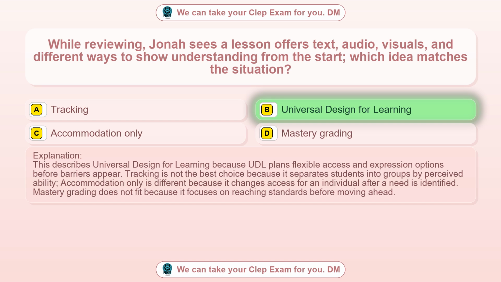This describes universal design for learning because UDL plans flexible access and expression options before barriers appear. Tracking is not the best choice because it separates students into groups by perceived ability. Accommodation only is different because it changes access for an individual after a need is identified. Mastery grading does not fit because it focuses on reaching standards before moving ahead.